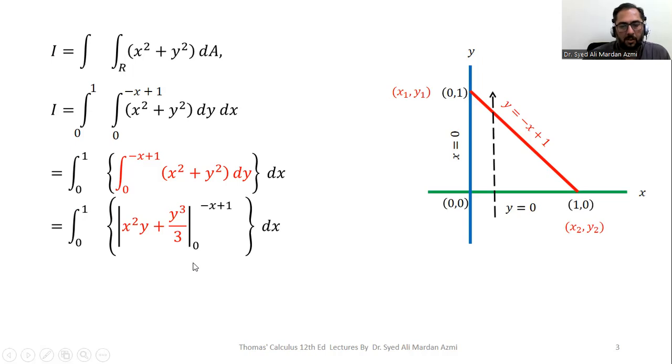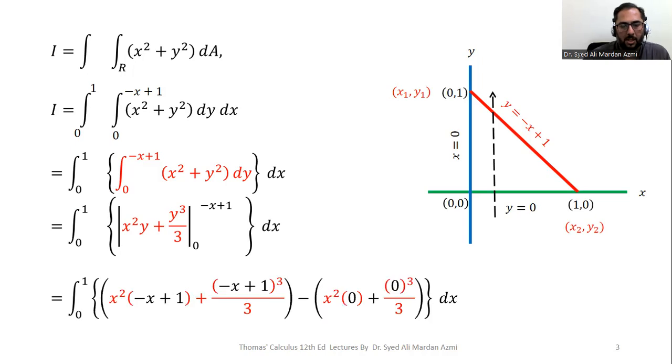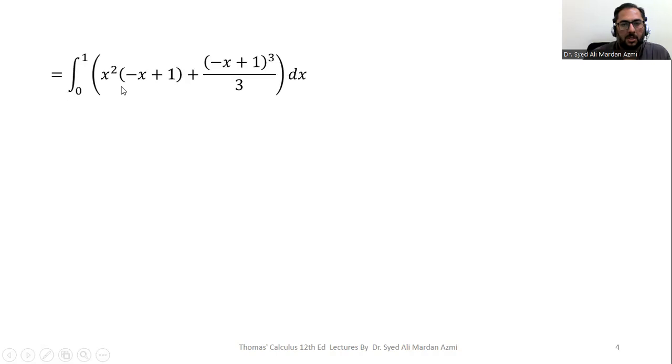After this, we will apply the fundamental theorem of calculus, upper limit minus lower limit, to calculate the limiting value. For the upper limit, we have replaced y with minus x plus 1. For the lower limit, we have replaced y with 0. This is called the fundamental theorem of calculus. So the second bracket where we have applied the lower limit becomes 0, and we are left with the first bracket. So in the next step, we have to evaluate this integral.